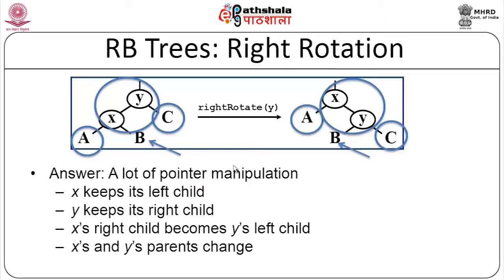So, what have we done? x keeps its left child, y keeps its right child. This is for right rotate, and then x's right child becomes y's left child, that is b in this case, and x and y now become inverses of each other. Of course, not exactly in the same way as you see. This we have seen before in AVL also.